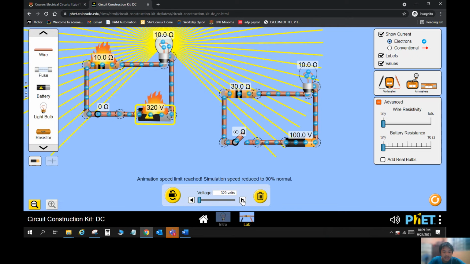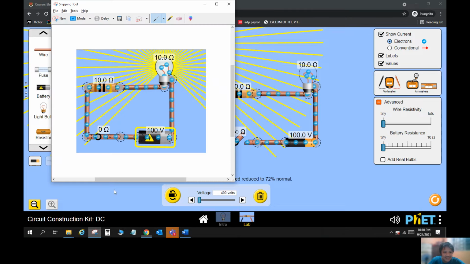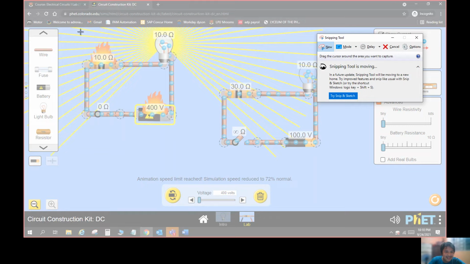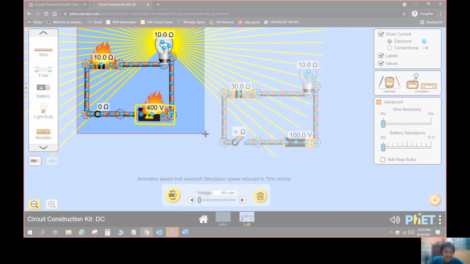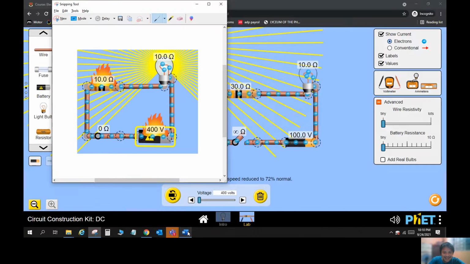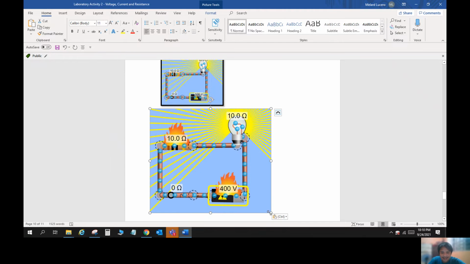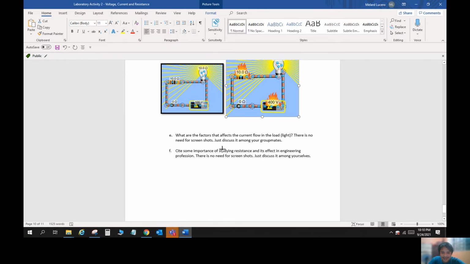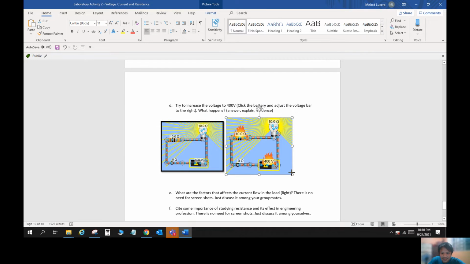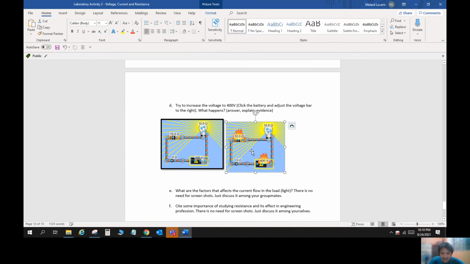Yun, nakikita natin na medyo sunog. Sunog. Grabe, nagulat ako dun. Yun pala mangyayari sa kanya.